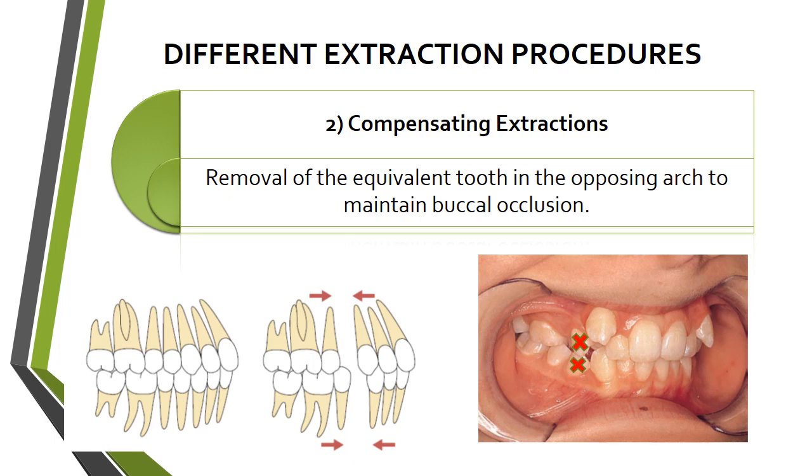Especially in cases when we have class 1 crowding, it will be mandatory to extract in both arches to maintain the lateral symmetry. So the main aim of the compensating extraction is to preserve the inter-arch relationship by allowing the posterior teeth to drift forward together.